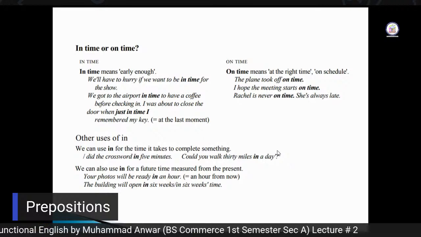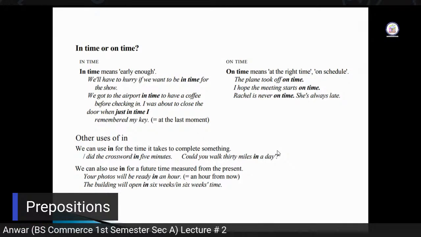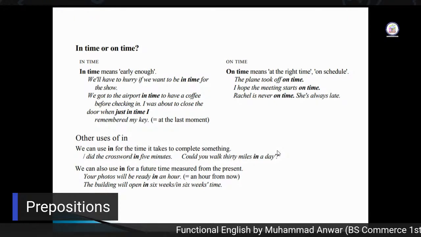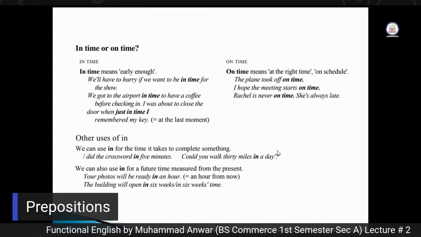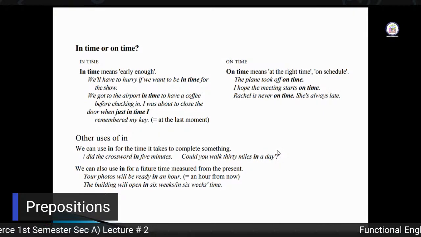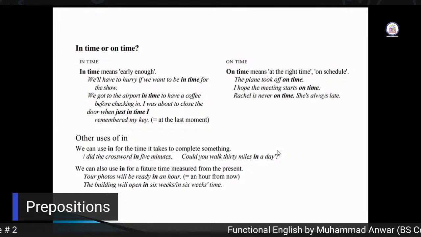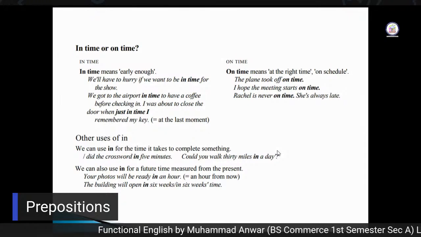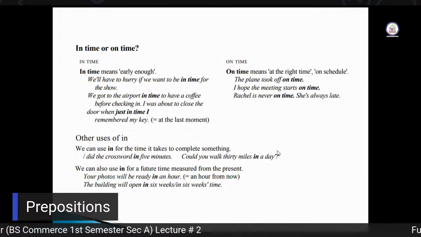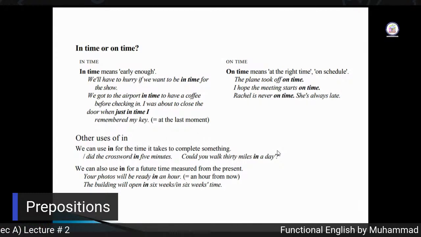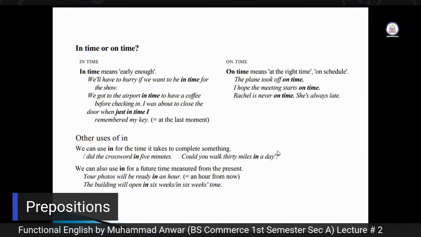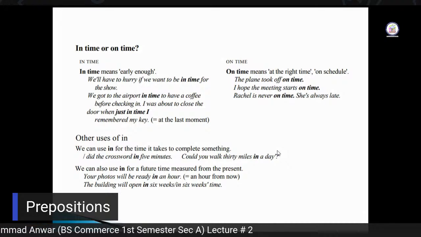If I say on time, then I'm talking about exactly on exact time. If I say in time, it means I will be there few minutes before the time. So in time, okay, well, on time means at the right time, on schedule. The plane took off on time. I hope the meeting starts on time. Rahil is never on time. She's always late. So on time means you're talking about the right time, and in time means early enough.